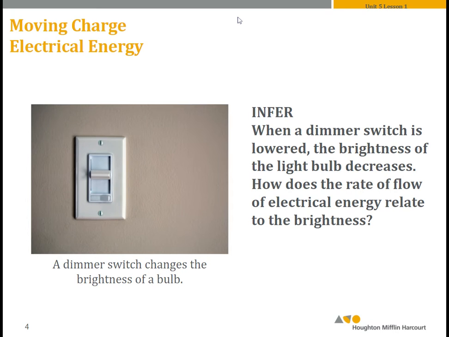When we turn a switch on, it allows electrical energy to flow through the system. So if we have a dimmer switch like this one that's attached to a light bulb, when you turn on the switch, it allows energy to flow from somewhere through the light bulb. And so then the light bulb can generate heat and light.